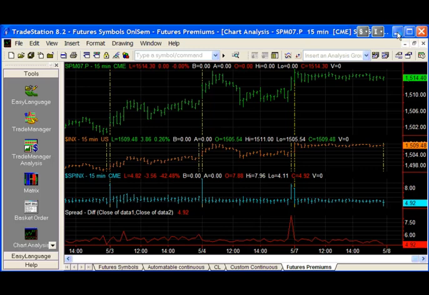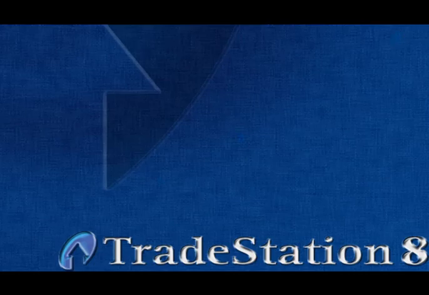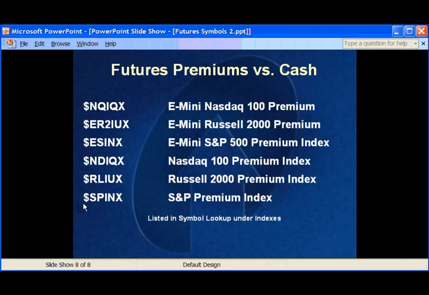Remember that those symbols are listed in the symbol lookup under indexes. They're not listed under futures. They come over the index. They're listed in the index part of our database.